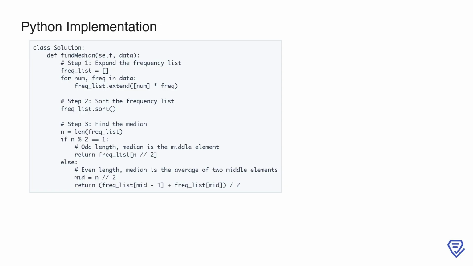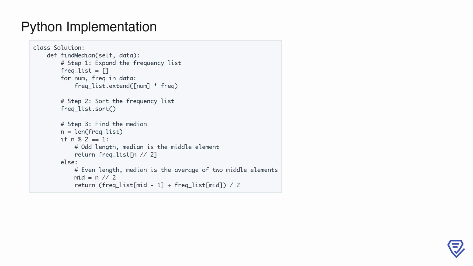Here is a step-by-step explanation. First, we expand the dataset based on the given frequency pairs. Each pair, number, frequency, indicates that the number appears frequency times. We use a loop to iterate through each pair, and for each number, we extend the frequency_list by creating a list of frequency copies of number. This step ensures that the dataset is correctly constructed with all numbers in their appropriate frequencies.